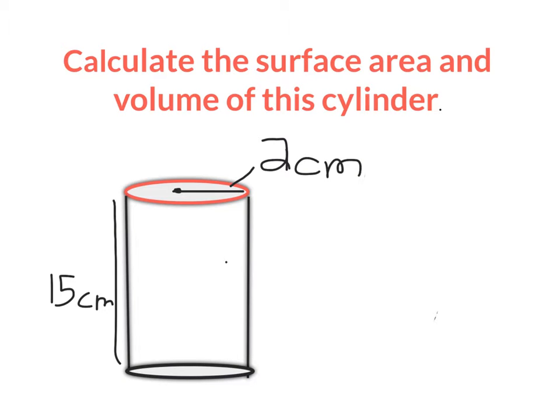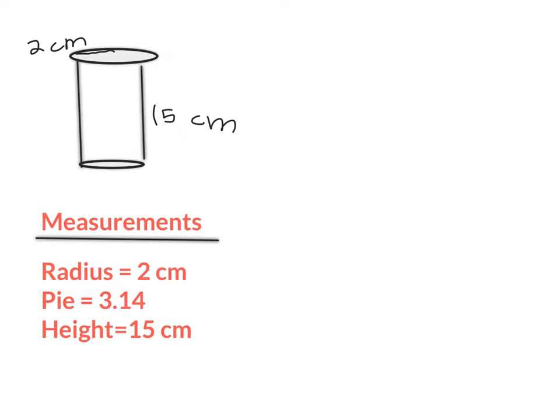Calculate the surface area and the volume of the cylinder. Measurements of a cylinder: the radius is 2 centimeters, the height is 15 centimeters, and pi is equal to 3.14.